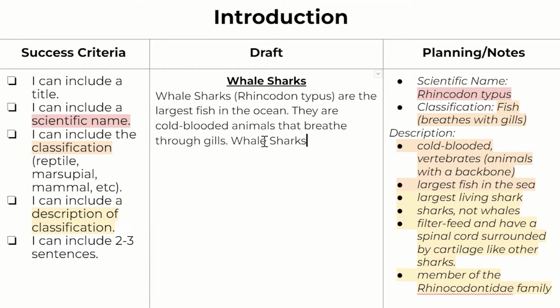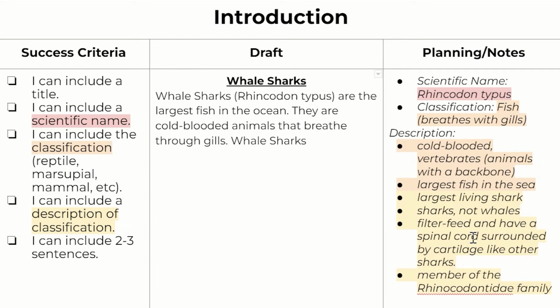So remember, any notes that you have, you can pick and choose what you want to include. So you might have noticed that I haven't put in that they're animals with a backbone, etc. You just pick the information that you think is going to be the most important, and then you add that in. Okay, so you don't have to put every single note or fact that you found into your informative writing. So you can pick and choose.